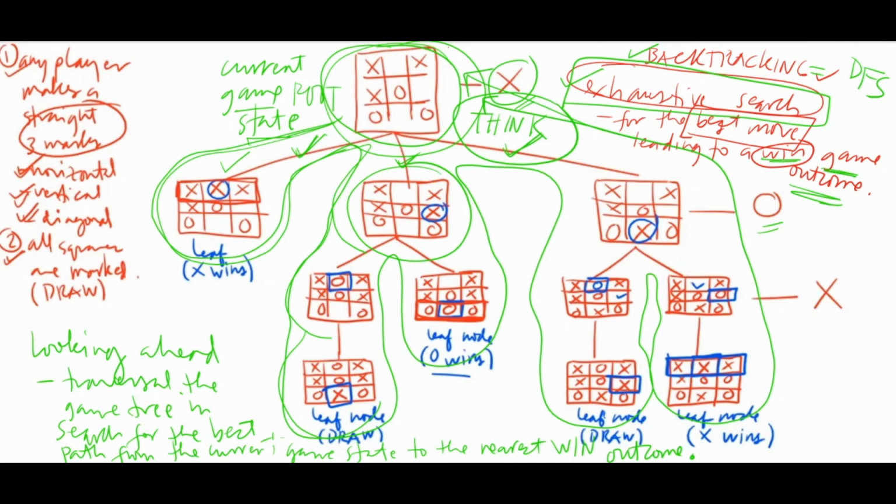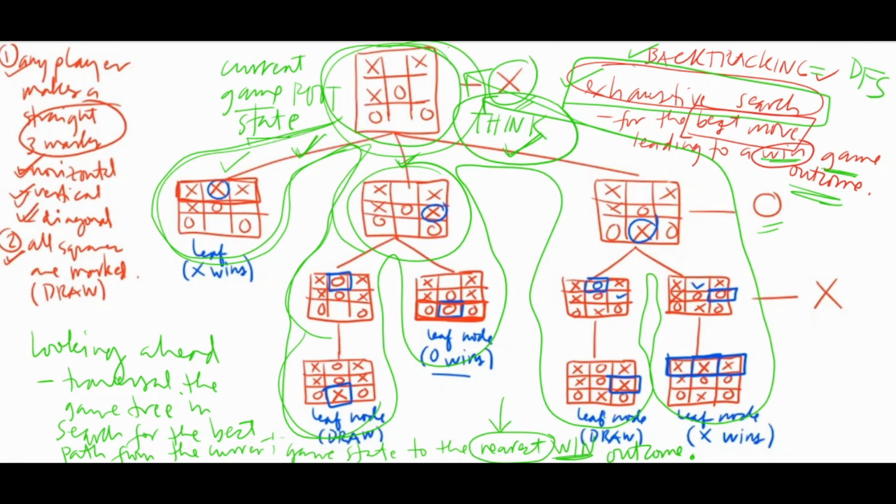And after you have visited all the nodes of the subtree, the player will then be able to determine which of the possible available legal moves is the best move that will lead him to a win outcome. And that win outcome is, of course, the nearest win outcome, because there are many other possible paths leading to a win outcome. So the player has to choose the best path, and that is the soonest time to win the game.